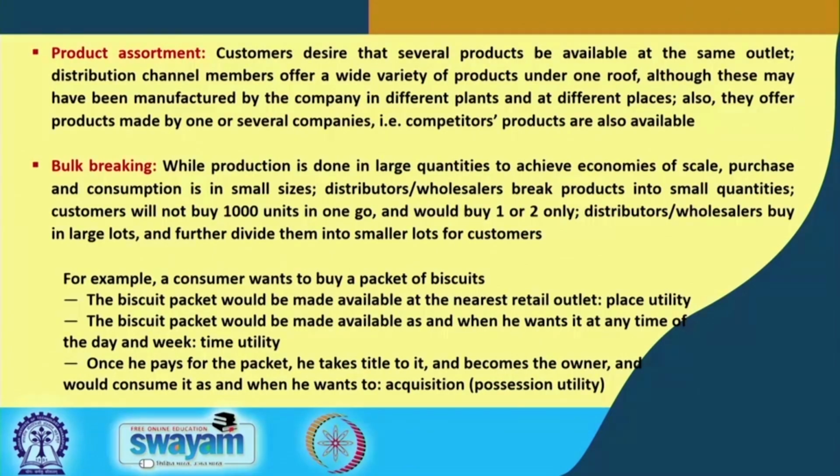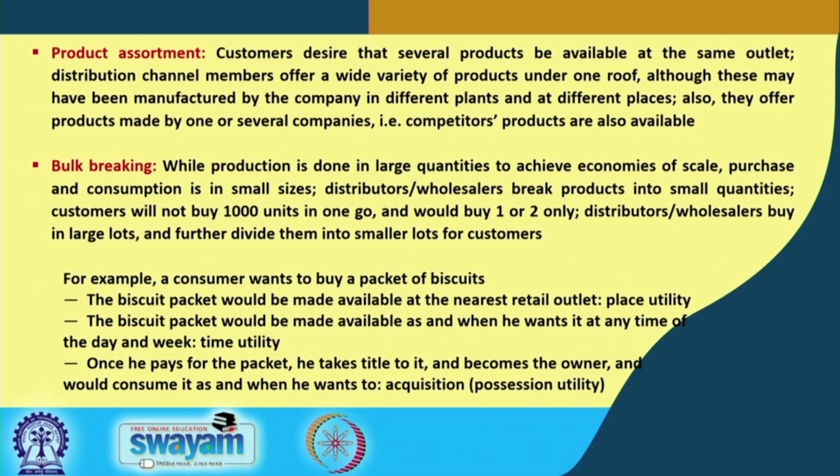Also, they offer products made by one or several companies, so that even competitors' products are also available. So in this case, channel members provide customers a broad assortment, which customers would be happy to accept, because they can get it from the same store, and the customers get a wide option to choose from in the product assortment. Channel members also play an important role in bulk breaking. While production is done in large quantities, especially to achieve economies of scale, purchase and consumption is always in small sizes.